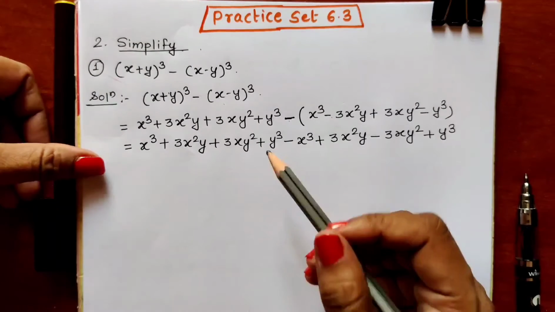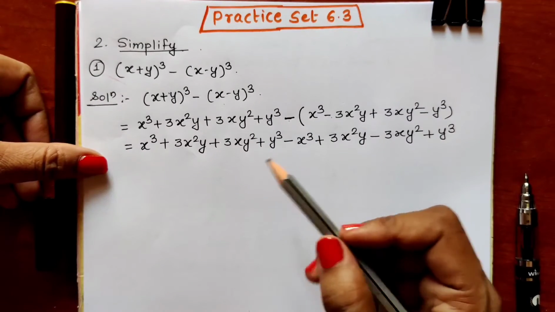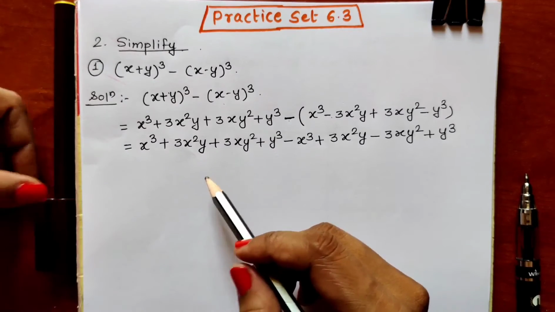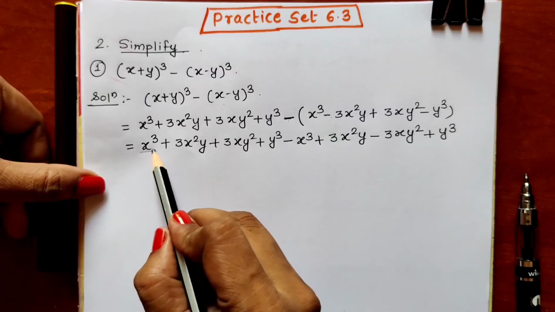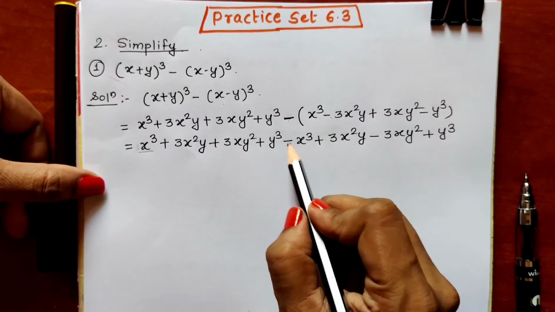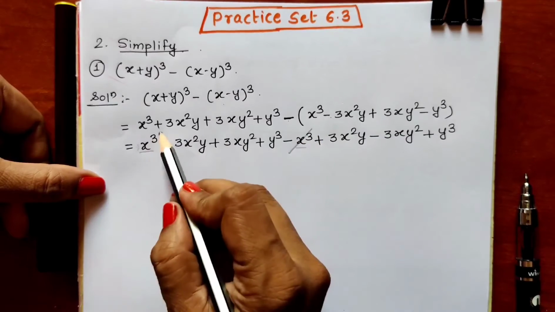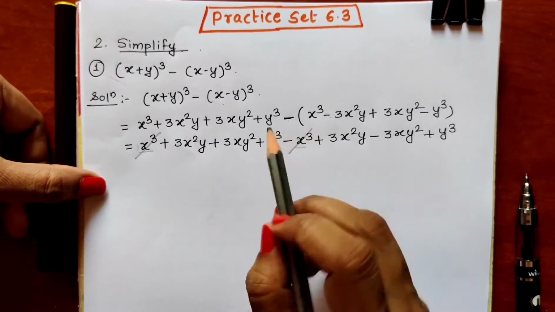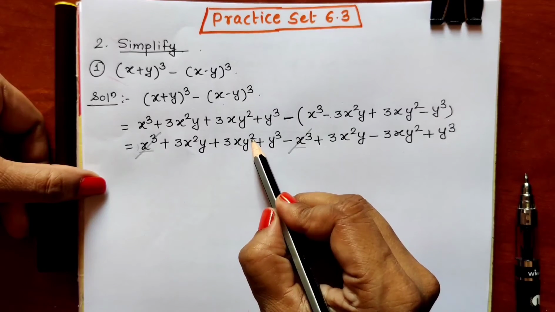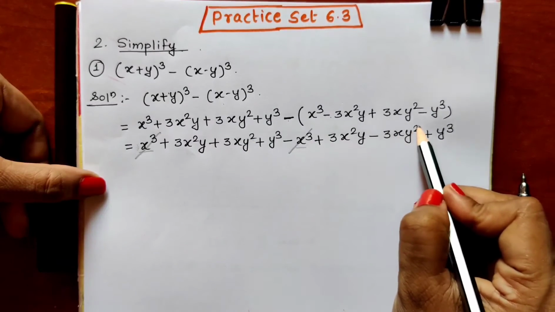Now we will cut the terms, same terms with opposite sign. So let us check the same terms with opposite sign. x cube, this is having plus sign, no sign means plus sign, and here x cube is having minus sign. So these two terms can be cut because x cube minus x cube will be 0. Then plus 3xy square and minus 3xy square.